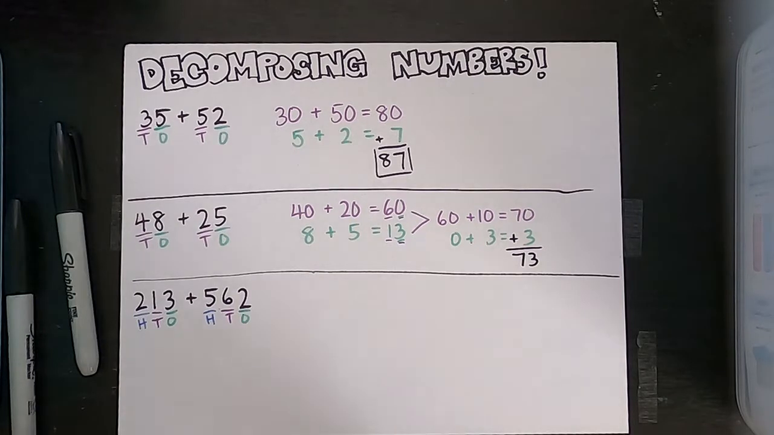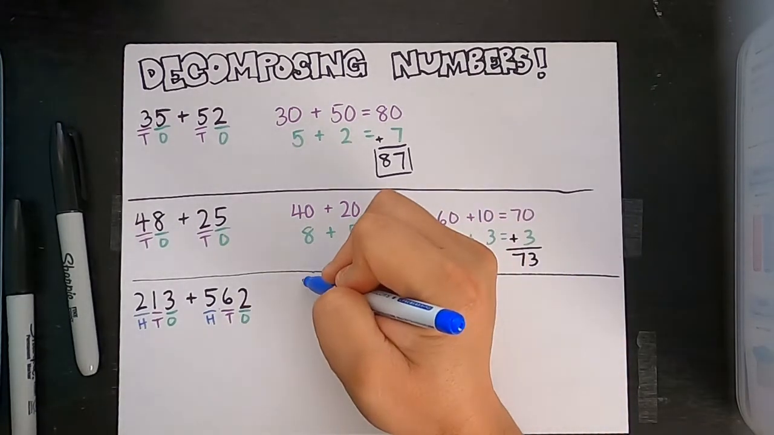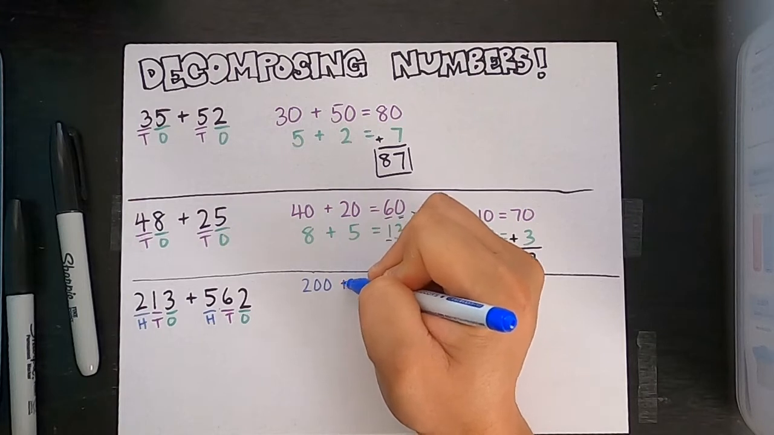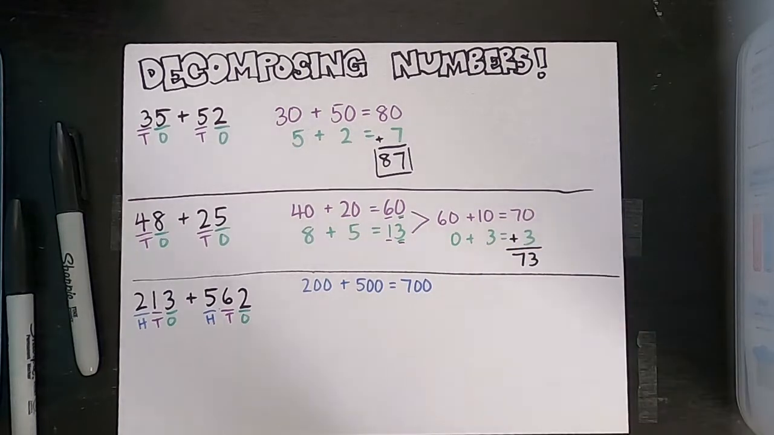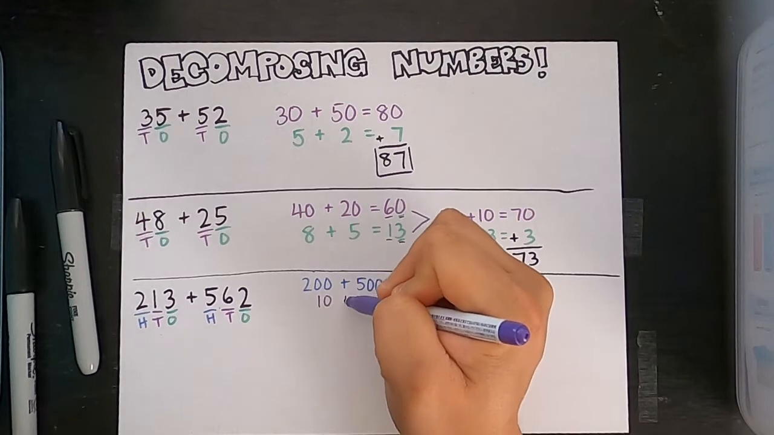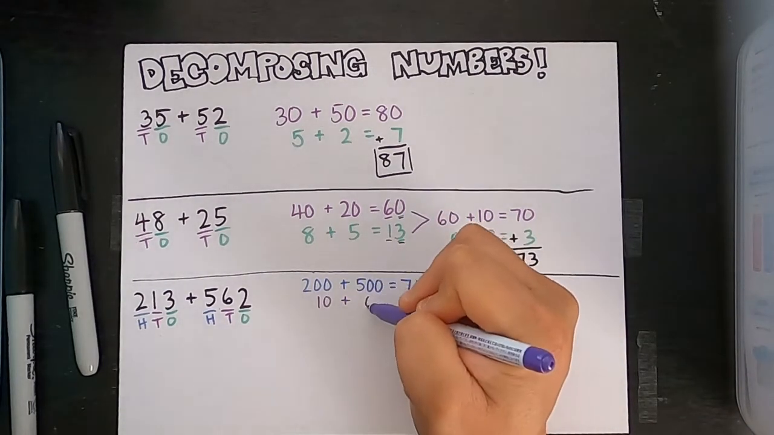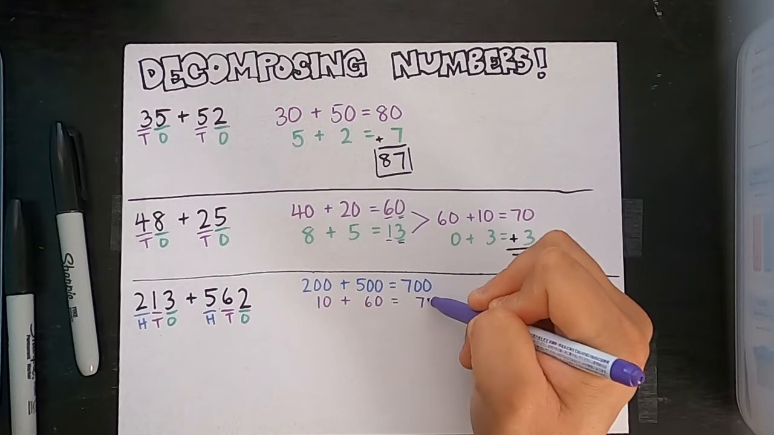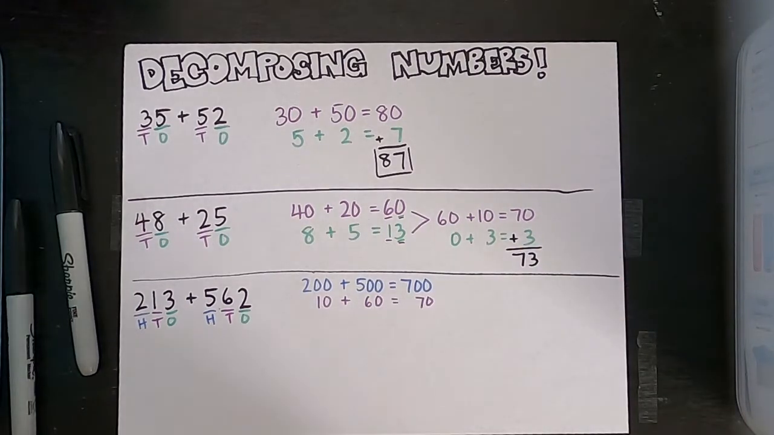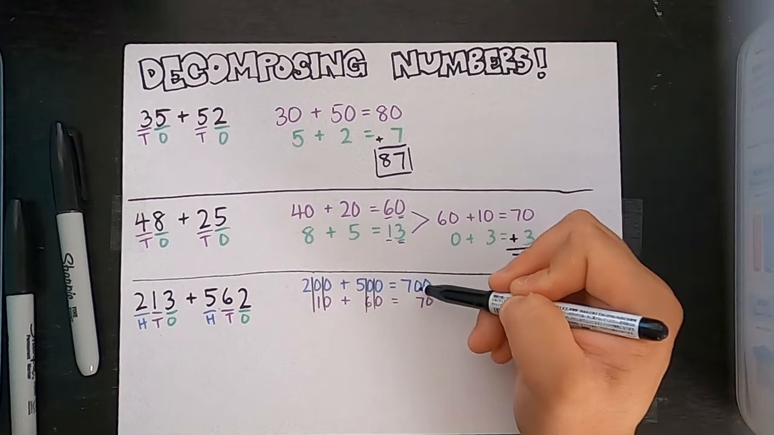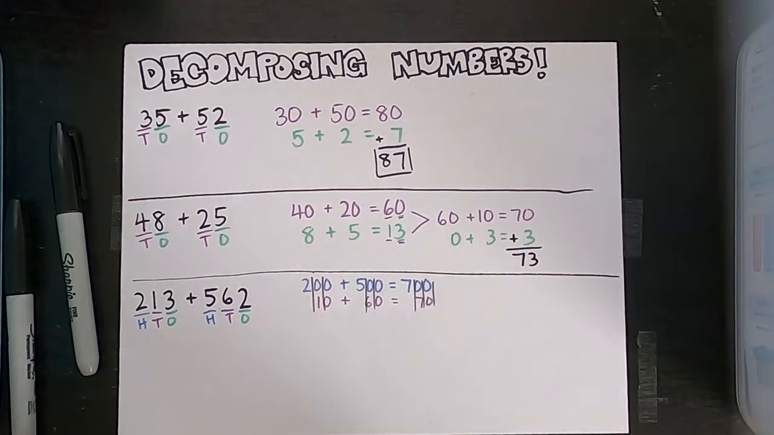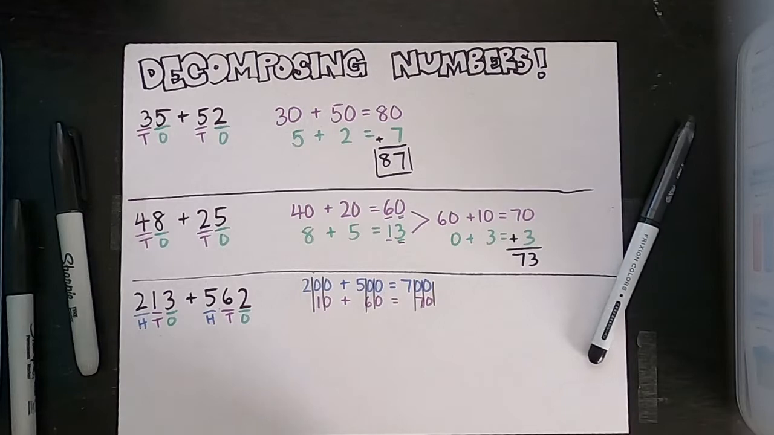All right, so we're gonna jump into this by working with the hundreds first. I have two hundreds plus five hundreds. That gives me seven hundreds. Then I'm gonna jump with the tens. One ten plus six tens equals seven tens. And do you notice how I'm lining my numbers up? I'm doing this on purpose. They're all lined up. It's very much on purpose. You can see at the end why.